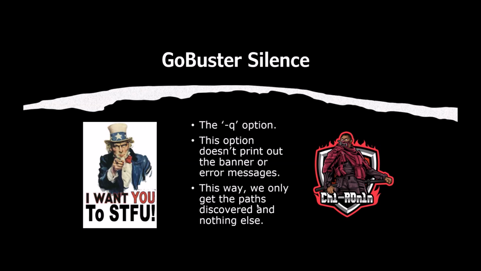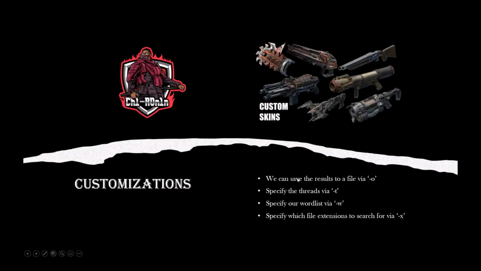Reverse that, flip it, and then reverse it again. This way we only get the paths discovered and nothing else. All right, customizations with the switches that we have here for GoBuster.